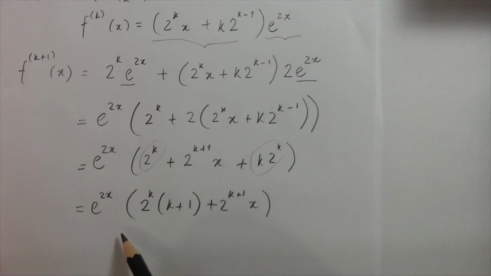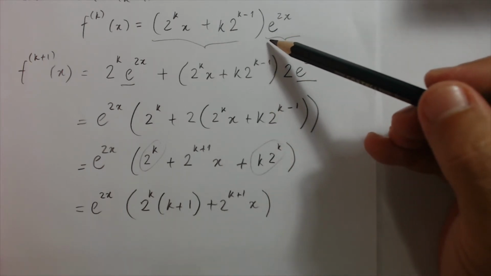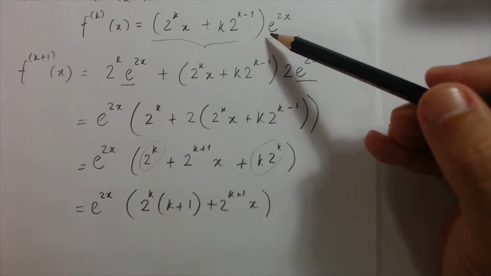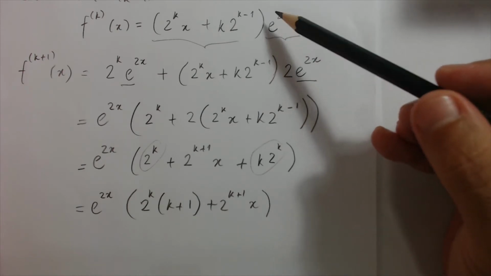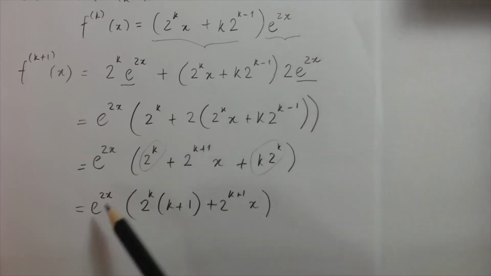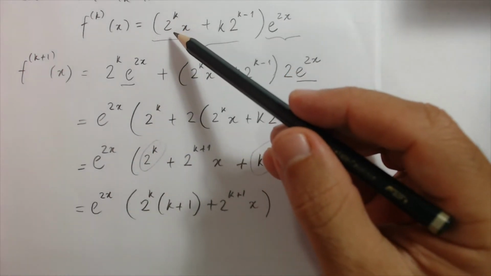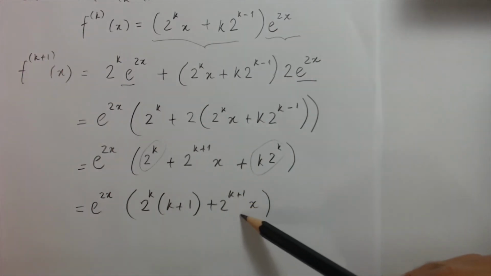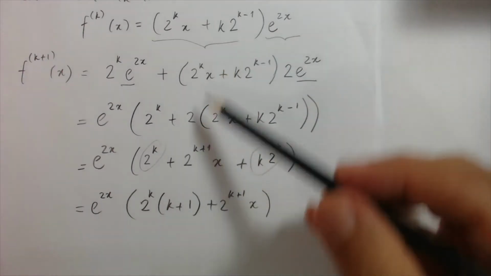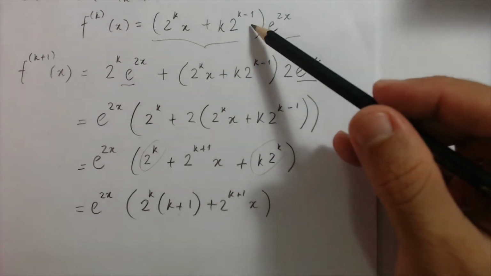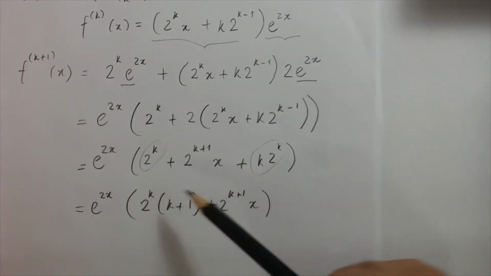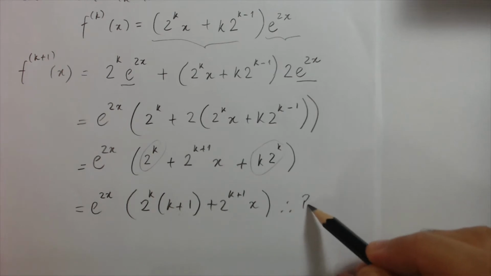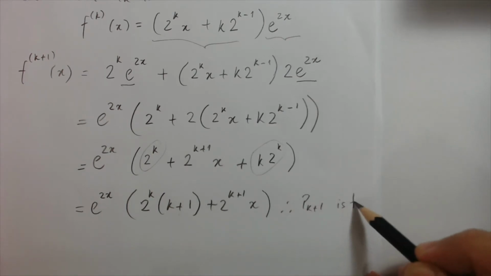Then we did it, because this expression for k plus 1 is the same as this expression for k. The only difference is that rather than having k, we have k plus 1. So e to the 2x is here, then it's here, e to the 2x. This 2 to the k became 2 to the k plus 1 x, this k became k plus 1, and k minus 1 became k. So with this we say that Pk plus 1 is true.